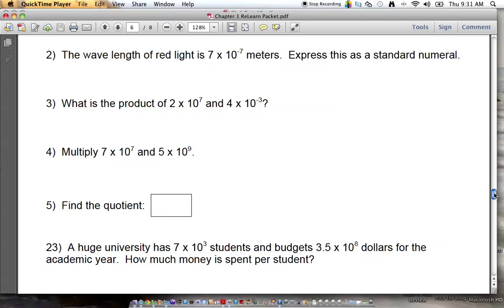All right, so we're reading this second question. The wavelength of red light is 7 times 10 to the negative 7th meters. Express this as a standard numeral. And the first thing I want you to notice is, again, it's scientific notation, but I really want you to focus in on the fact that this is a negative exponent. What does that negative exponent automatically mean you have to do? Put 0 point. Yeah, good. 0 point. Excellent. Now, Ishmael, what do I do from there?